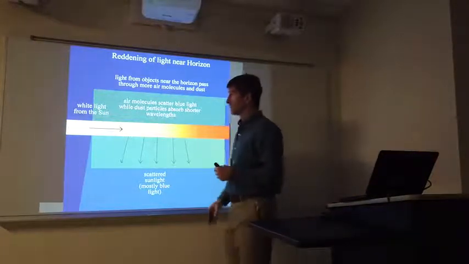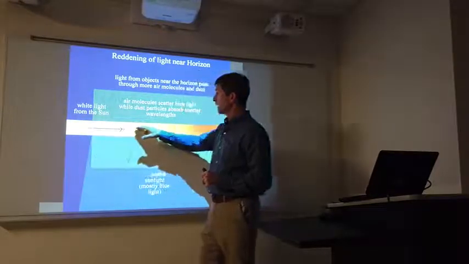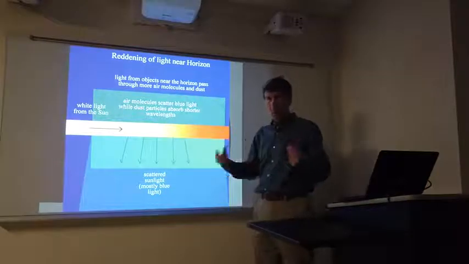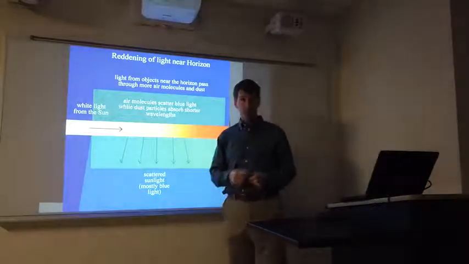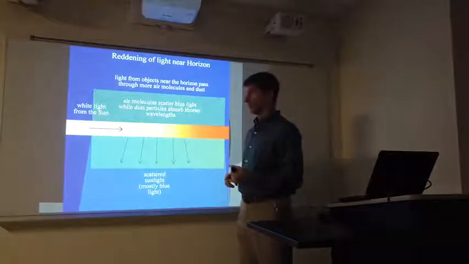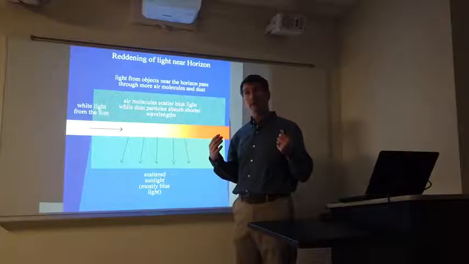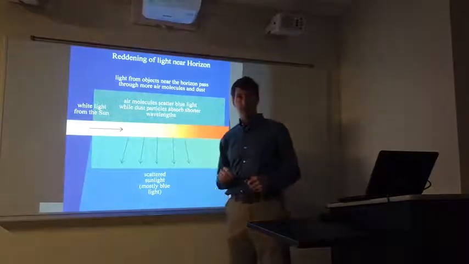So what happens is, what is initially white light from the sun gets scattered more and more. We're losing more and more blue light. So what we're left over with are the longer wavelengths. We're left over with red light, we're left over with orange, yellow, green, and this gives it a yellow appearance.